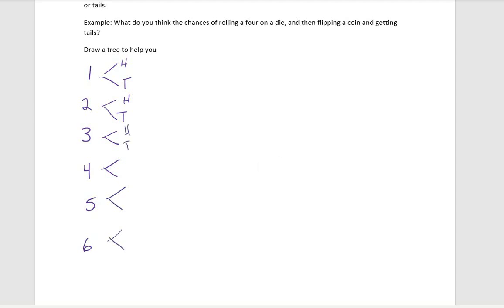So, if we count all the different possibilities in our sample space, it would be this side. So we could get a 1 and a head, a 1 and a tail, 2 and a head, 2 and a tail, 3 and a head, 3 and a tail, etc. So we have 1, 2, 3, 4, 5, 6, 7, 8, 9, 10, 11. So we have 12 possibilities.